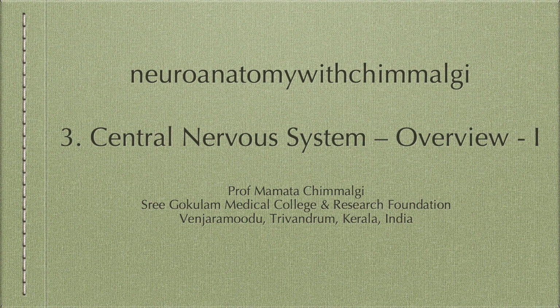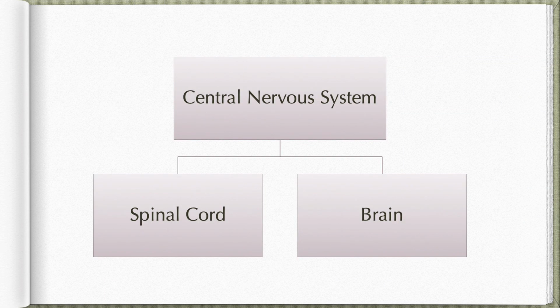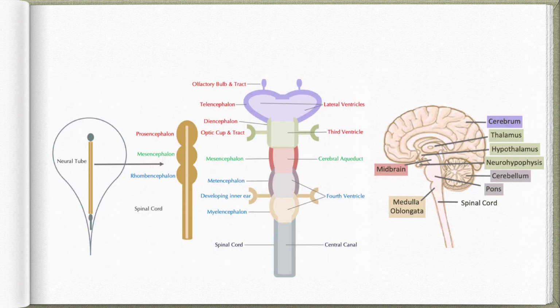In the next 3 videos, we will be going into basic details about parts of the central nervous system. This is the first of the series. As we know, central nervous system is made up of spinal cord and brain. Both brain and spinal cord develop from the neural tube.